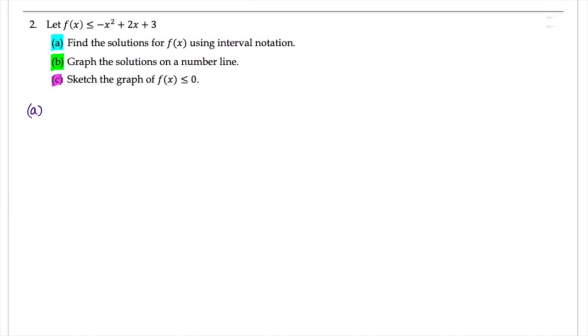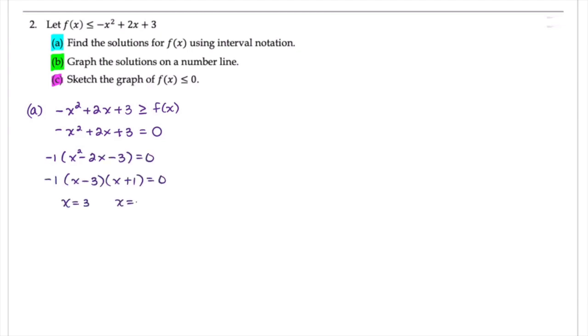Before I do anything, I'm just going to rearrange my function. I'm going to set this equal to 0, and I'm going to solve using my factoring skills. And that leads me to x is equal to 3 and x is equal to -1. Those are our critical points. I'm going to put this on the number line and figure out where my inequality actually falls.